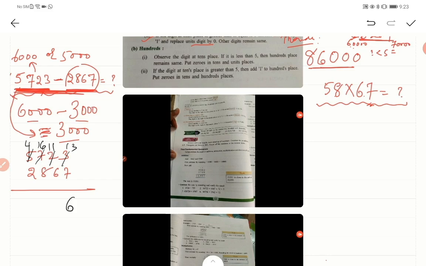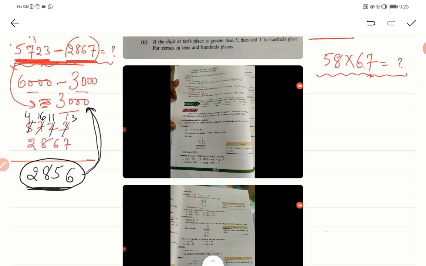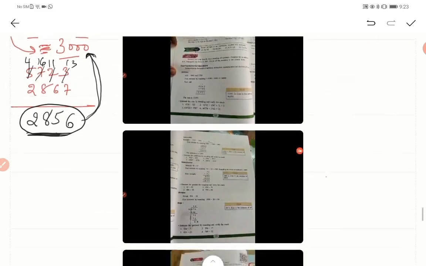Alright, this is 5. 11 minus 6 is how much? 5. 16 minus 8 is 8. And 4 minus 2 is 2. See, 2856. When you go for approximation, it gives you 3000, isn't it? So the nearest value for 2856 is 3000, right? For your practical purposes, if you go for approximations, it will become easy for you.